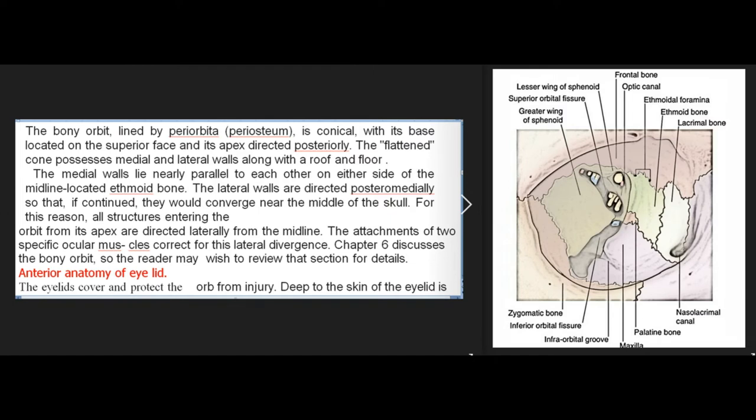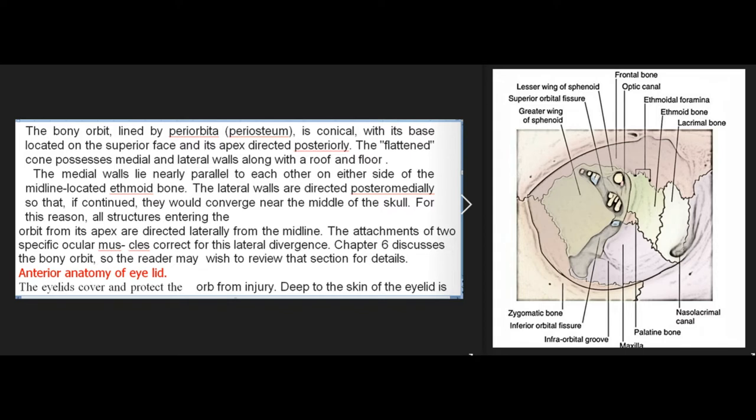The bony orbit, lined by periorbita, periosteum, is conical, with its base located on the superior face and its apex directed posteriorly. The flattened cone possesses medial and lateral walls along with the roof and floor. The medial walls lie nearly parallel to each other on either side of the midline located ethmoid bone. The lateral walls are directed posteromedially so that, if continued, they would converge near the middle of the skull.